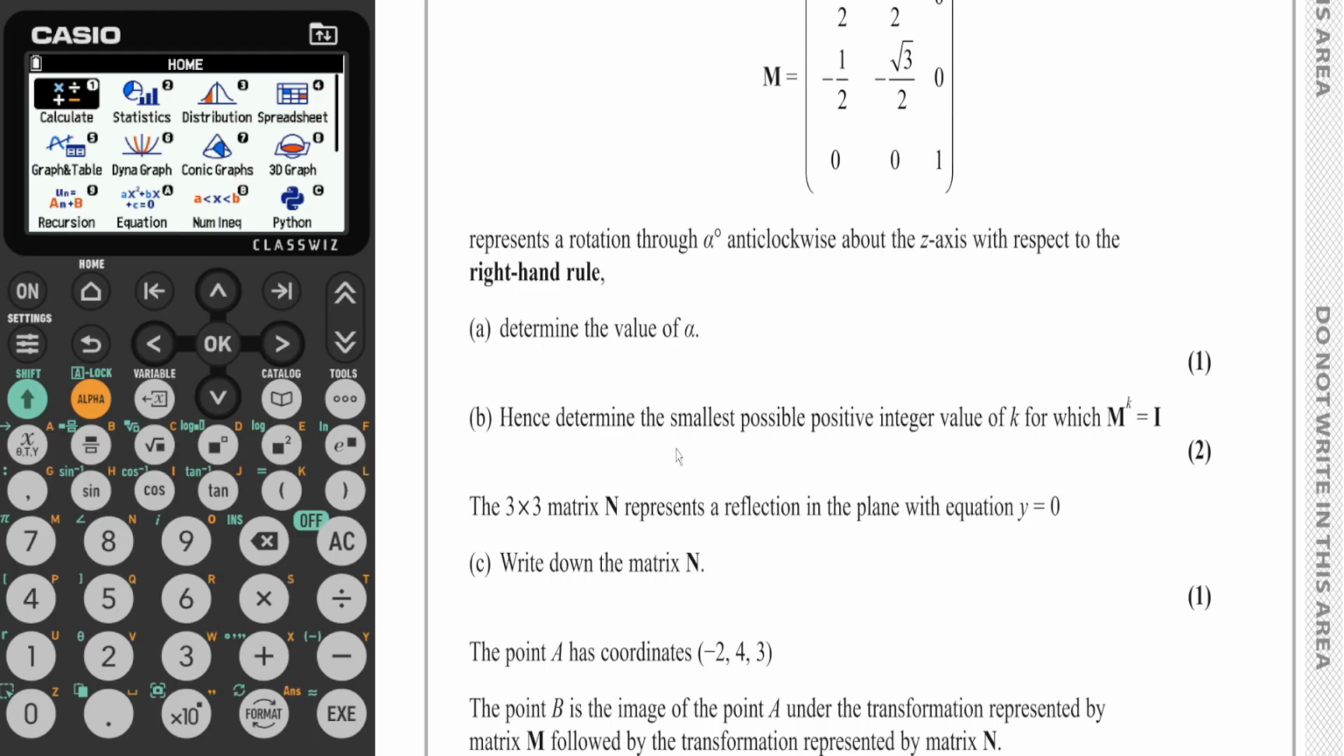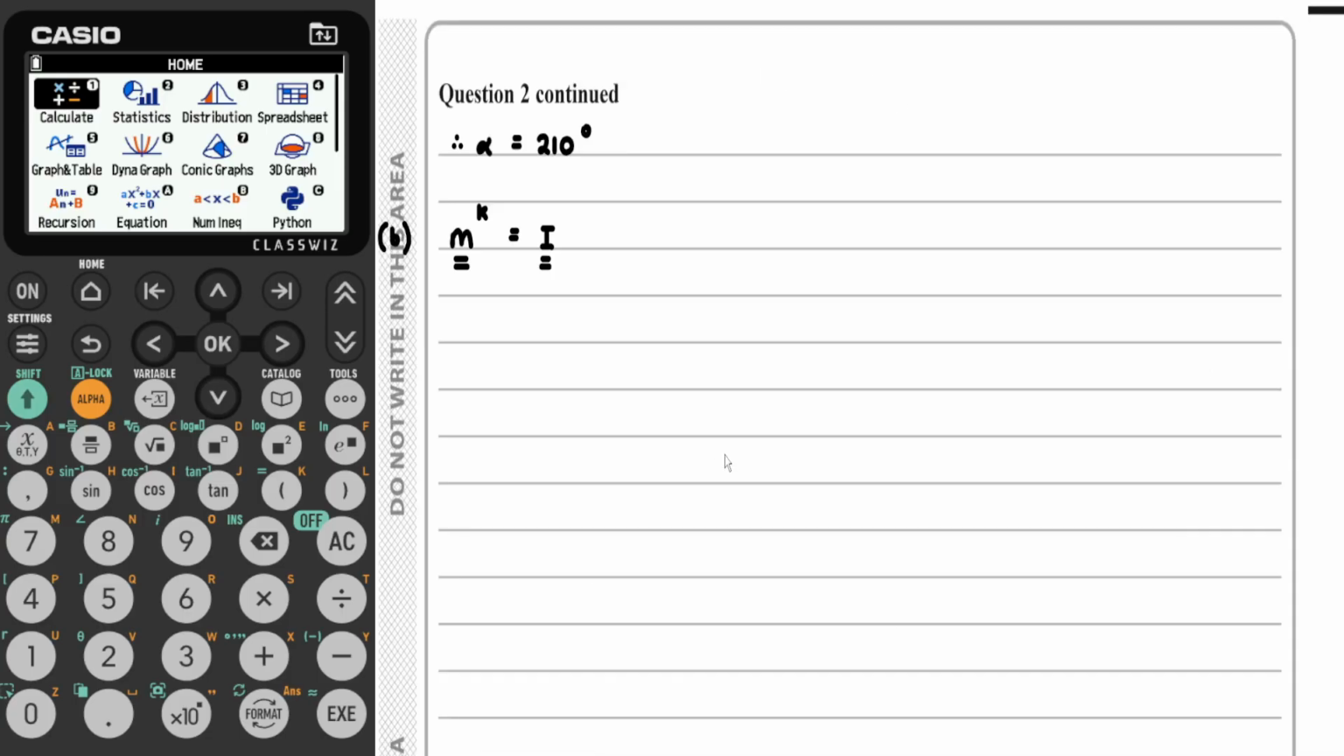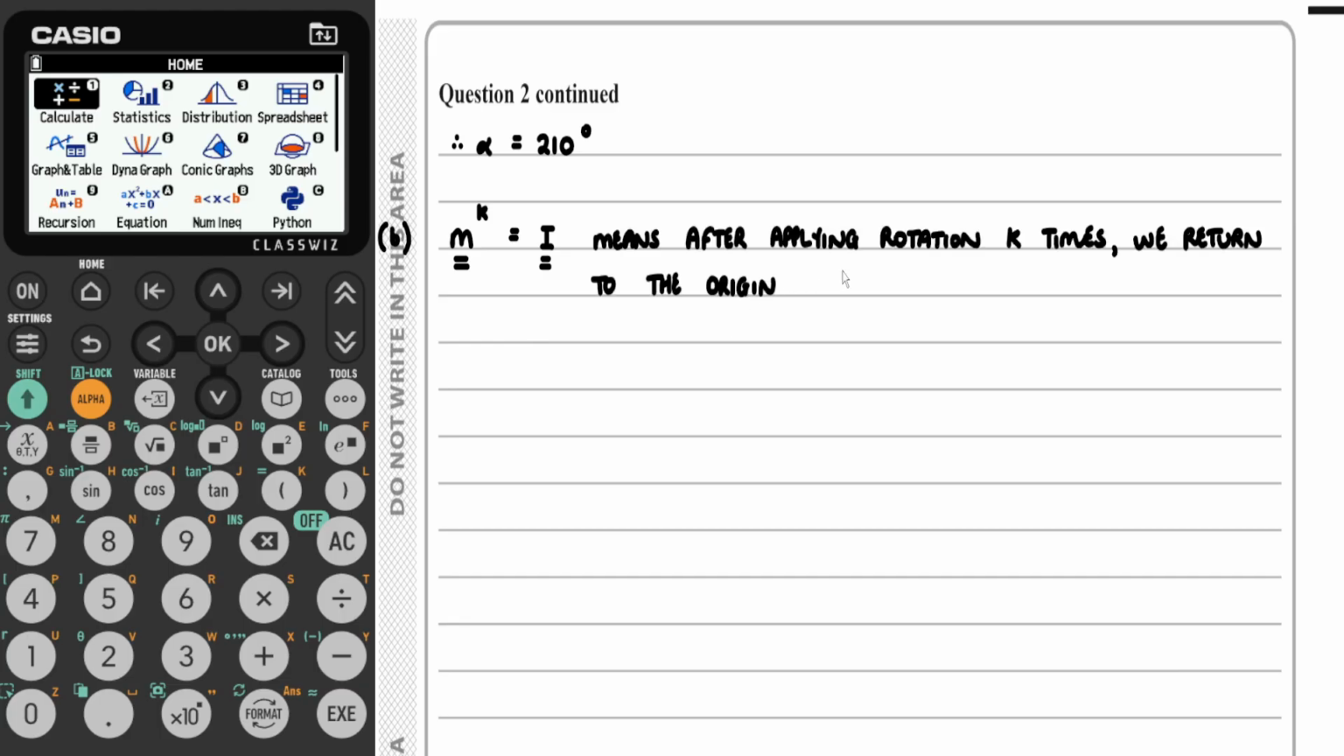Part B, hence determine the smallest possible positive integer value of k for which the matrix M to the power of k is equal to the identity matrix I. So we've got M to the k equals I. Now what this means is, after applying the rotation k times, we return to the origin.